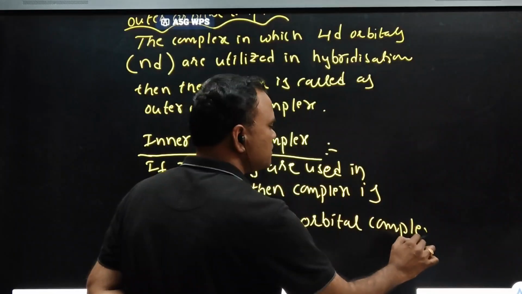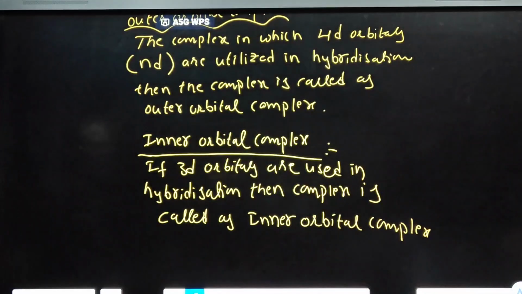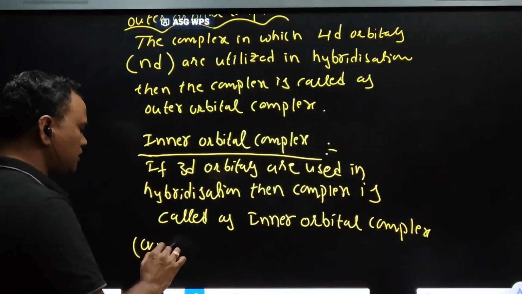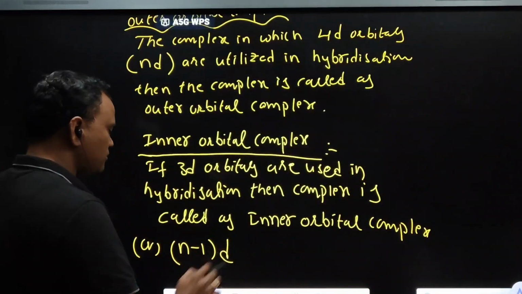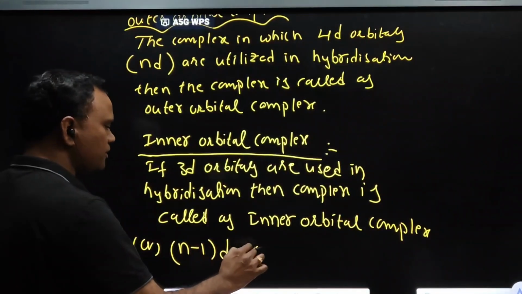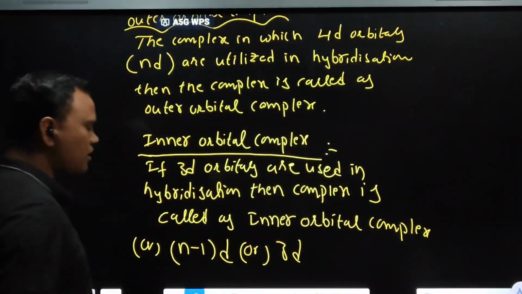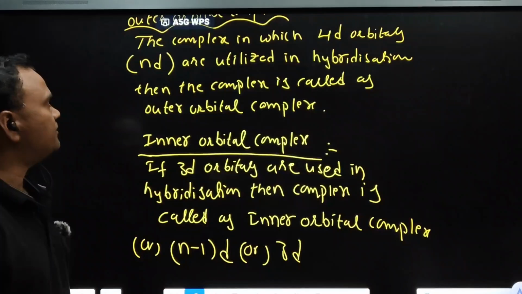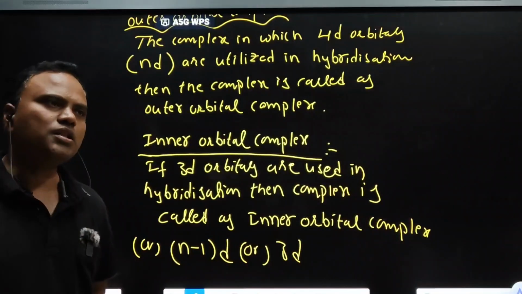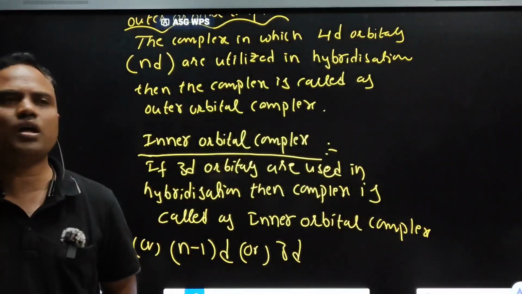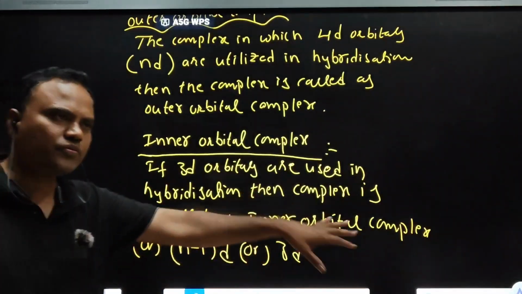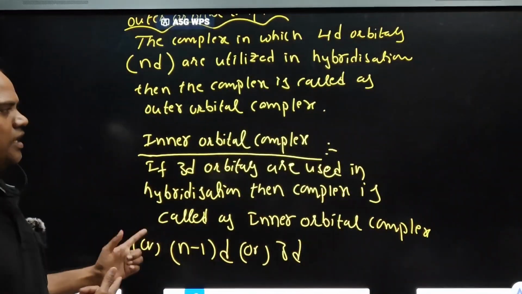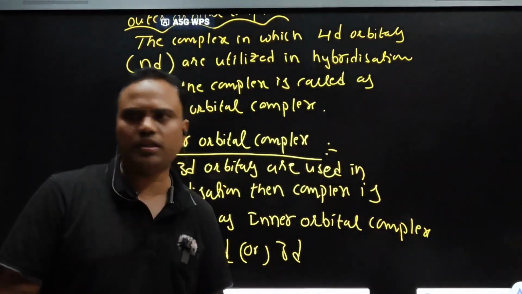And let us take one definition, then examples for it, we can understand easily. 3D orbital means n minus 1 d orbital. 3D orbital or n minus 1 d orbital, both are same. 4d is nd. In the last case, you tell me which orbital we used. We went for 4d or not? So that is outer orbital. Let us take one example and you will get clarity. Okay, next example.